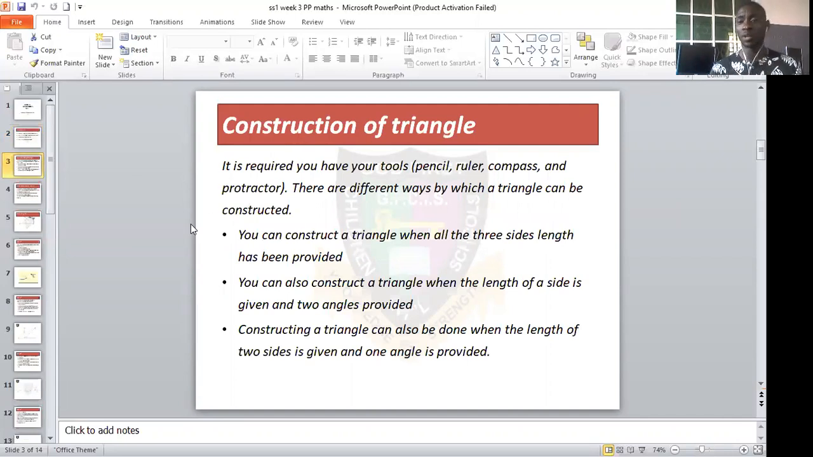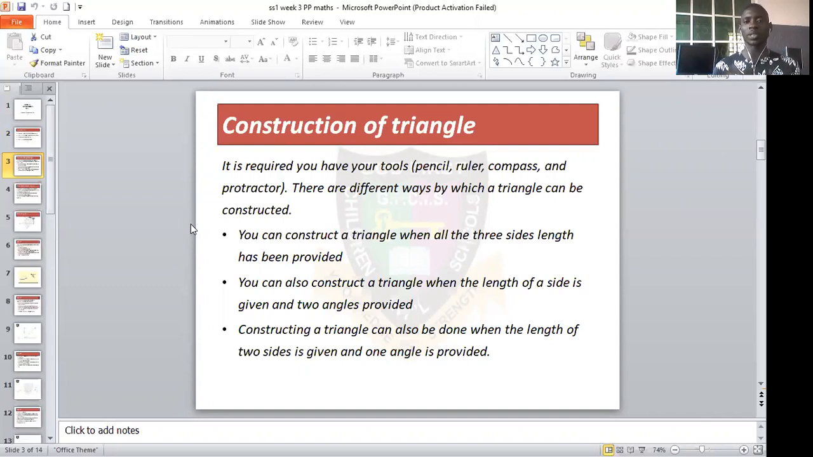Construction of a triangle: these are the 3 ways by which you can construct a triangle. It is required that you have all your tools: your pencil, your protractor for measuring angles, your compass for drawing arcs, and a ruler. These are your required materials. So these are the different ways.